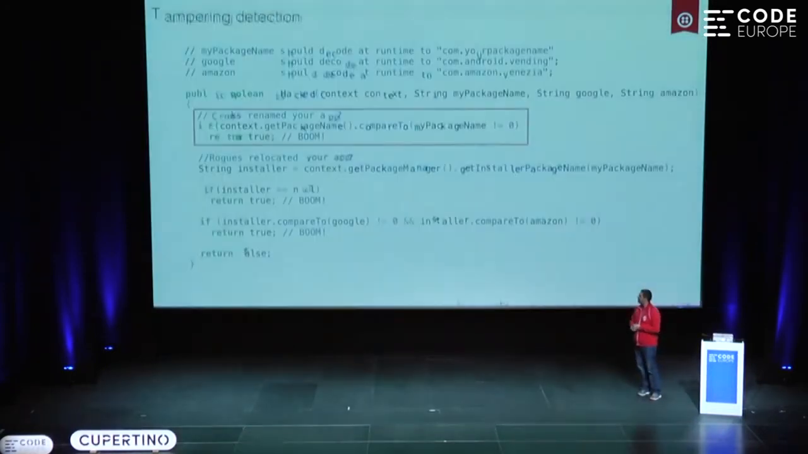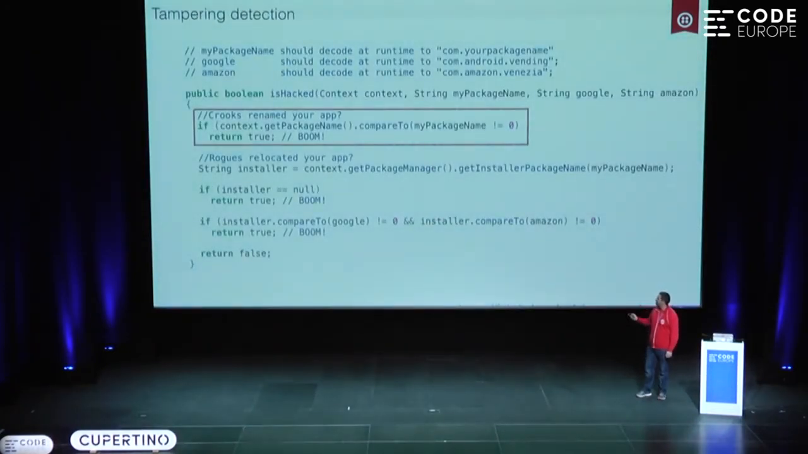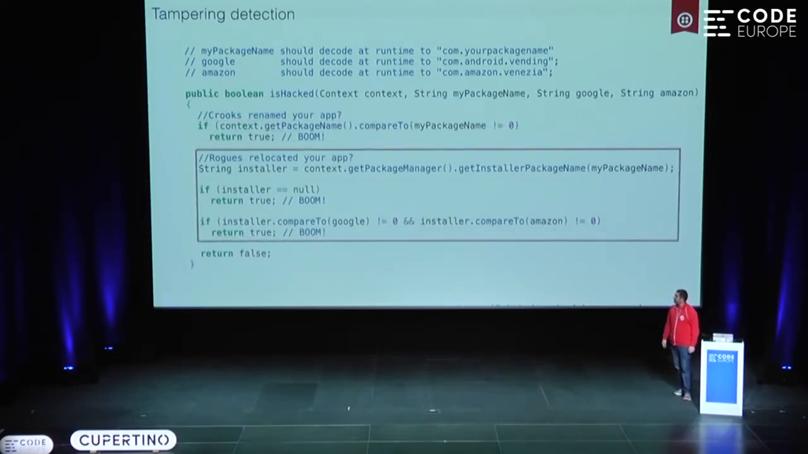Talking about thumbprint detection, I have a code sample here, which is basically checking for two things. The first thing is it's checking that my application has not been renamed. I'm going to show you an example of applications being renamed as well, which is quite scary. The second thing it's doing is checking whether my application has been moved. So it's checking, is my application being installed from Google? Is my application being installed from Amazon?